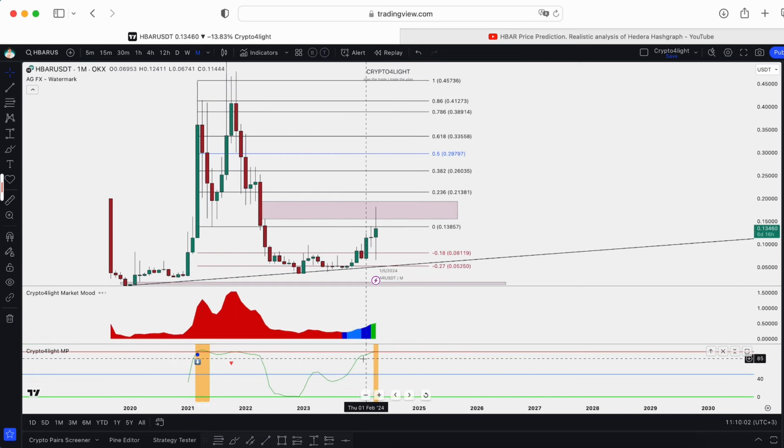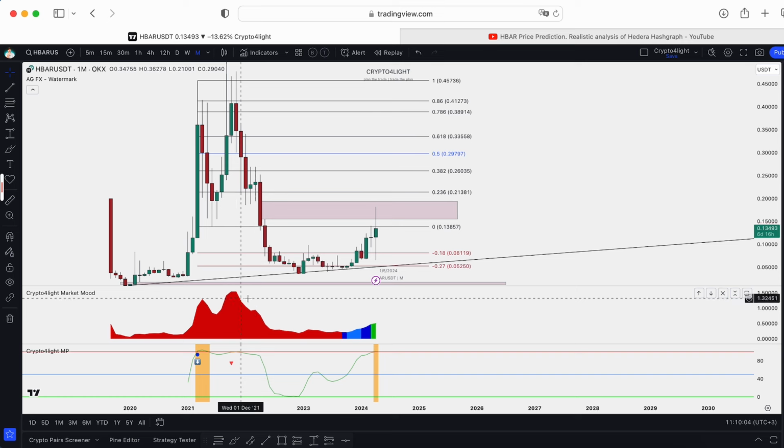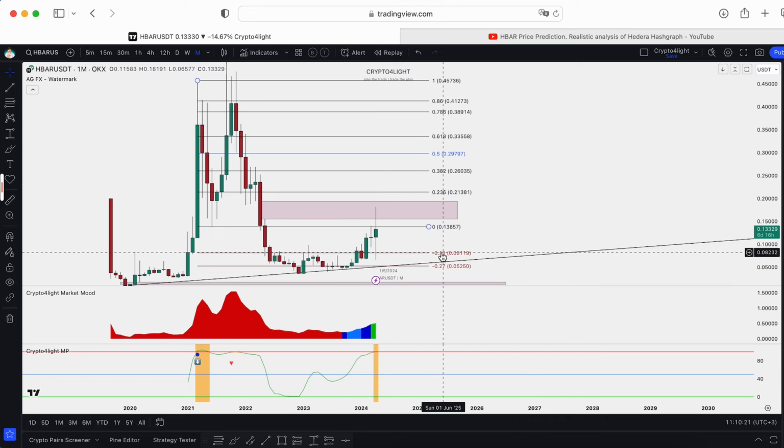On a monthly time frame, take a look. Of course, we need to see some crazy madness, euphoria on a market on a monthly time frame based on the market mood indicator, because now we're just in a hope zone. But I don't like the money outflow. So a flash crash once again, it's a retest of 8 cents and 5 cents again.